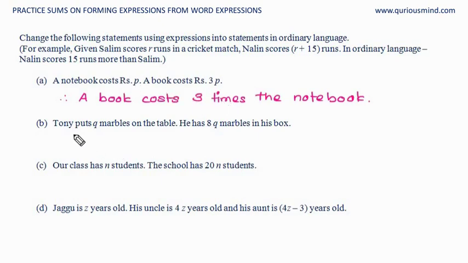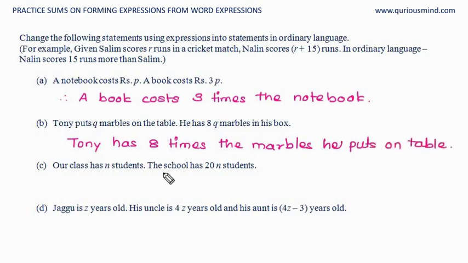That's what it is. Tony puts q marbles on the table. He has 8q marbles in his box. So he has put only q marbles on the table, whereas he has 8 times q marbles in the box. So Tony has 8 times the marbles he puts on the table. Our class has n students. The school has 20n students. So the school has 20 times the students our class has.